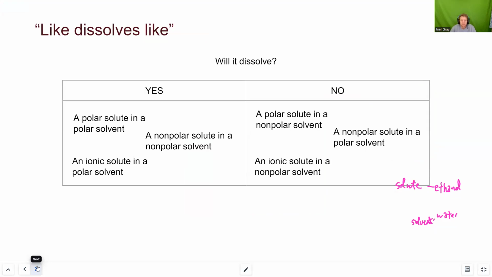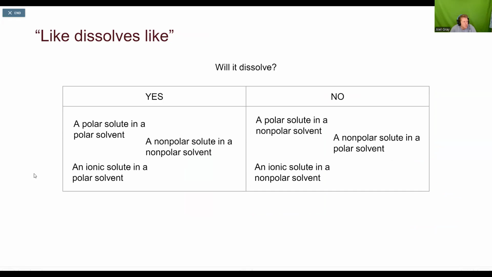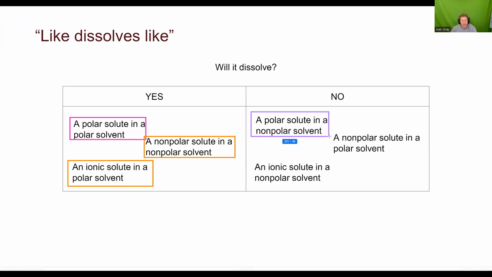Now, a question of will something go into solution? Will it dissolve? Well, to answer those questions, we can look at a number of different things. A polar solute in a polar solvent will dissolve. A nonpolar solute in a nonpolar solvent will dissolve. And then an ionic solute will dissolve in a polar solvent. However, polar solutes will not dissolve in nonpolar solvents.